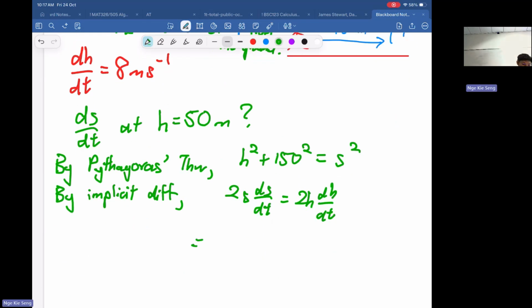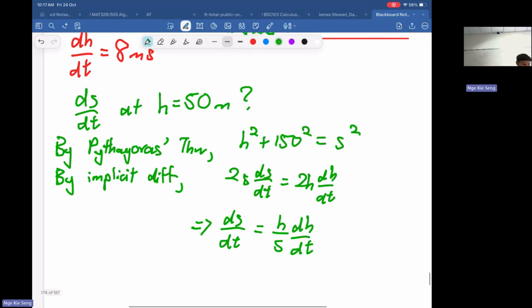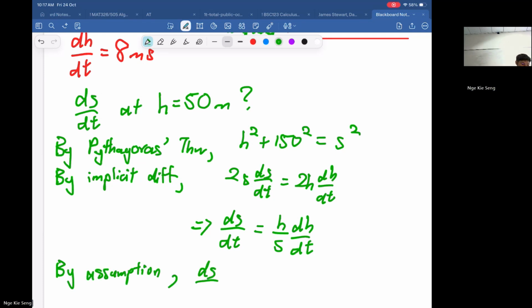From here, what do we want to find? ds dt equals h over s times dh dt. But by assumption, what do you know? You know that dh dt is always 8. But what h do you want to find? You want to find it at 50 meters, so you need to replace your h by 50 meters.